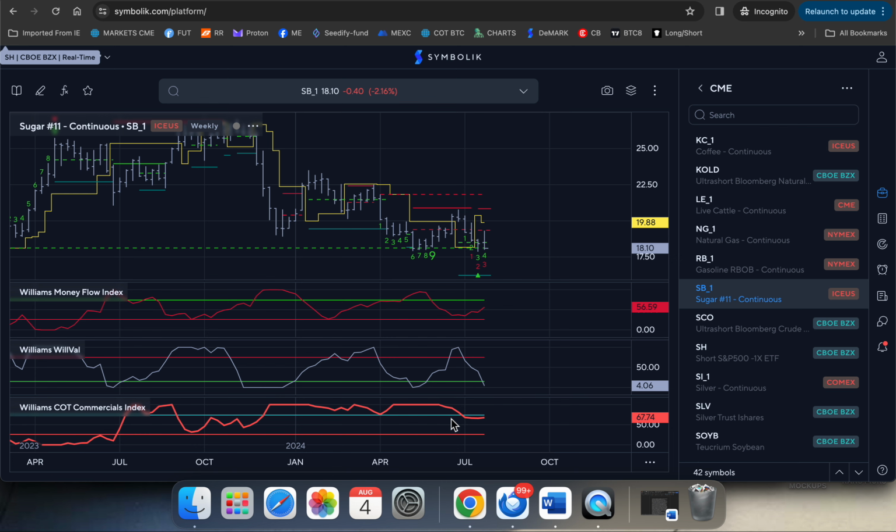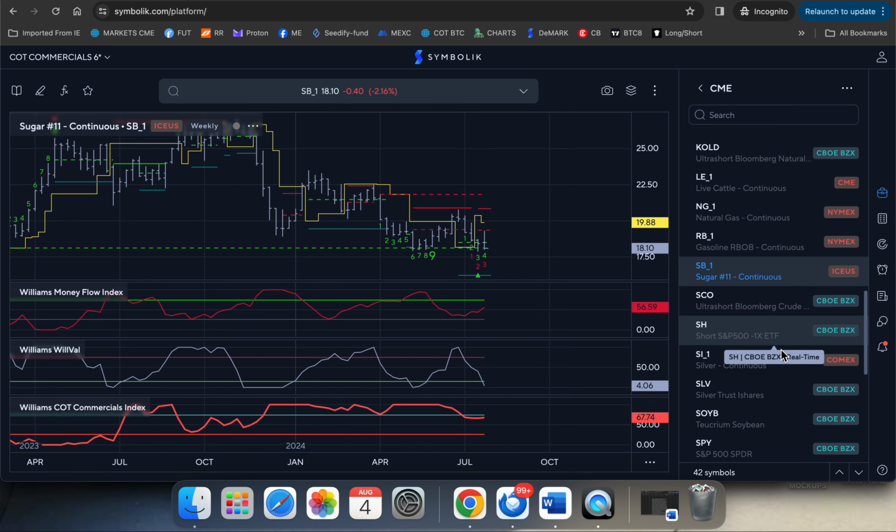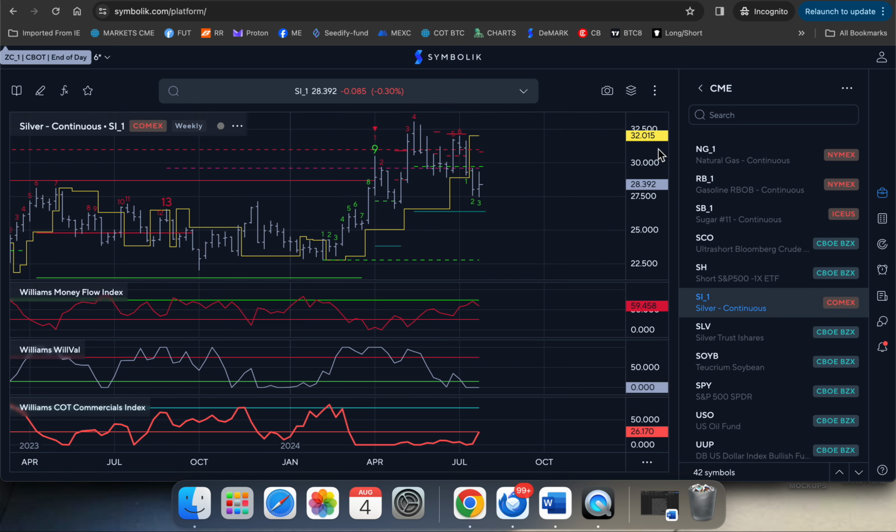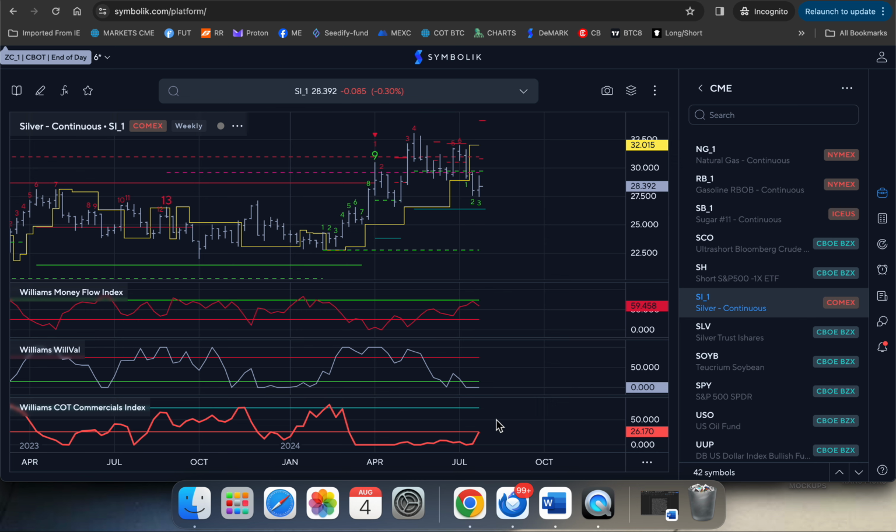Sugar, they were heavily invested in sugar right here, but it's not bouncing. Till the price action confirms it, you don't want to play crystal ball, especially with futures. You can lose a lot of money quick. You know, they're not in silver. It's coming down.